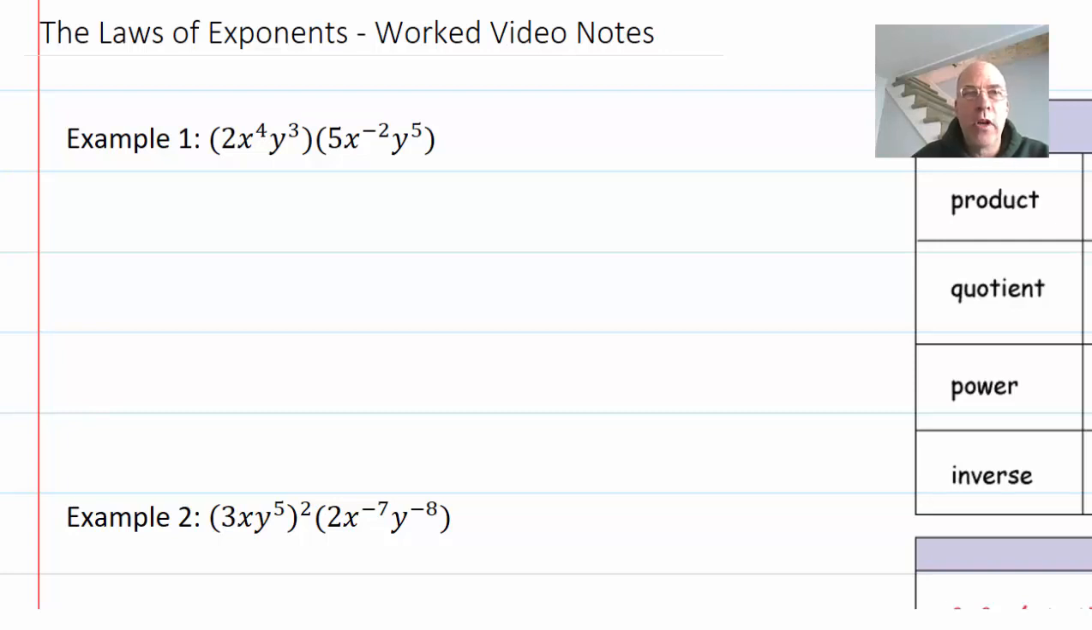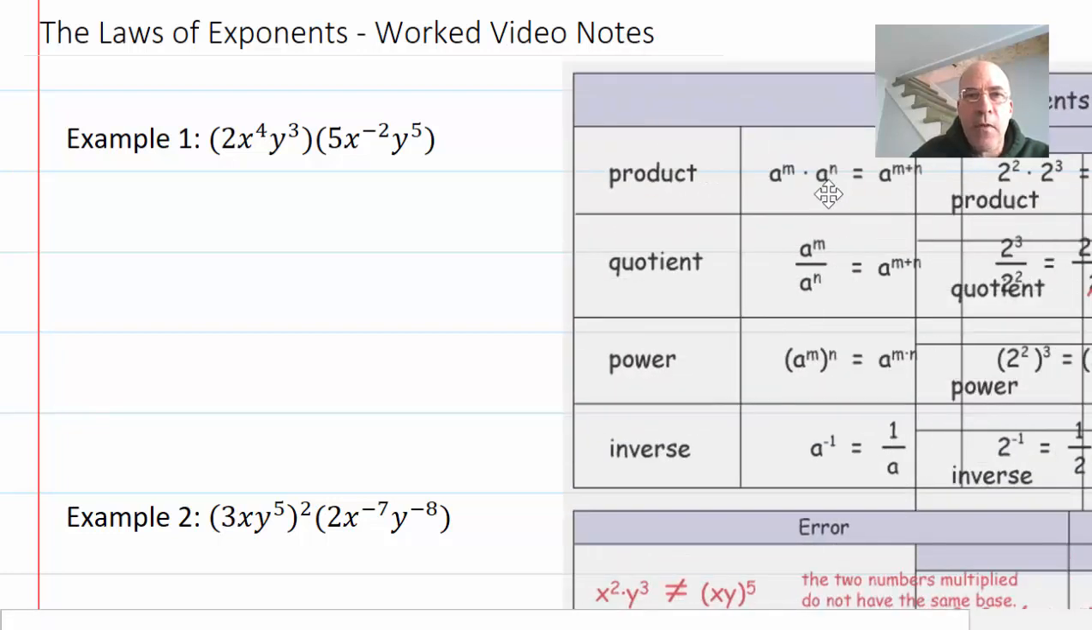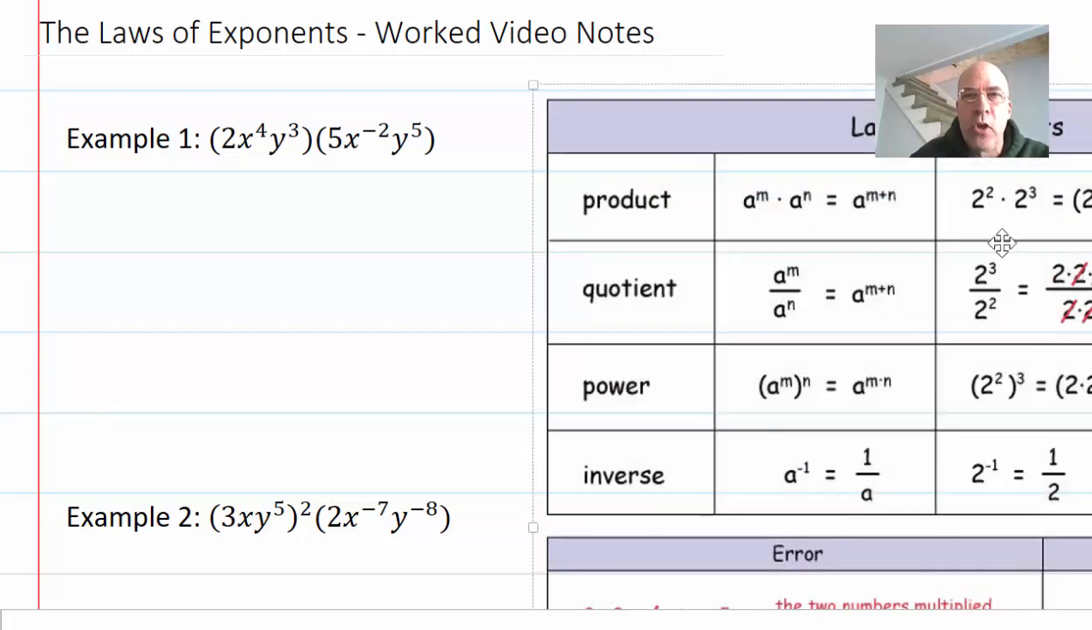Hi, everybody. In this video, we're going to look at problems involving laws of exponents. And at this point, you should be fairly familiar with the basic laws of exponents. You have them here in your notes with nice examples. I will point out there's one small misprint in this, the quotient rule.